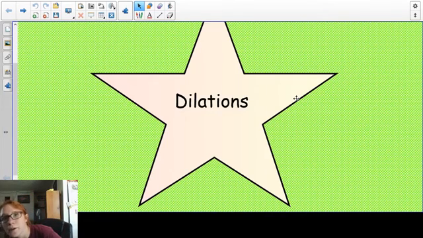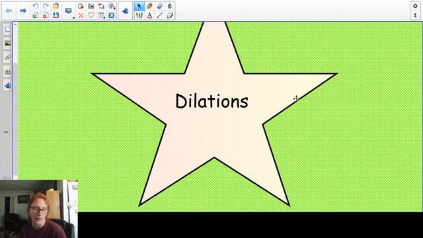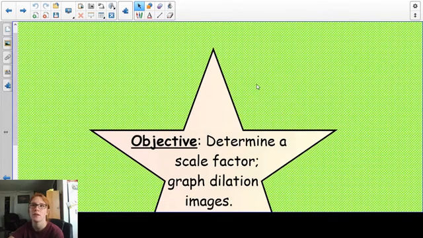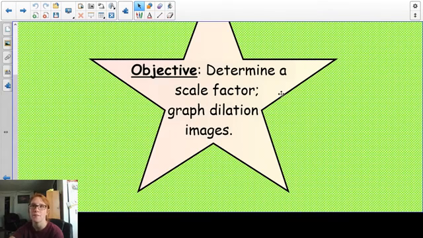Alrighty, so today we're going to go ahead and talk about dilations. You're going to want to make sure you have a calculator with you because we're going to do some multiplications. Maybe. Alright, so the idea today is to determine a scale factor, and we're going to go ahead and graph some dilation images.